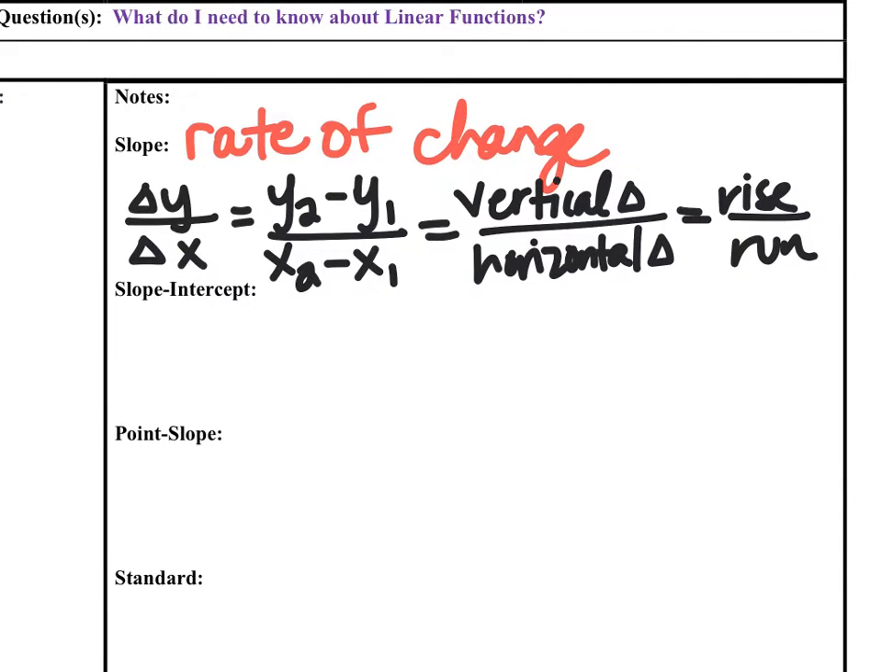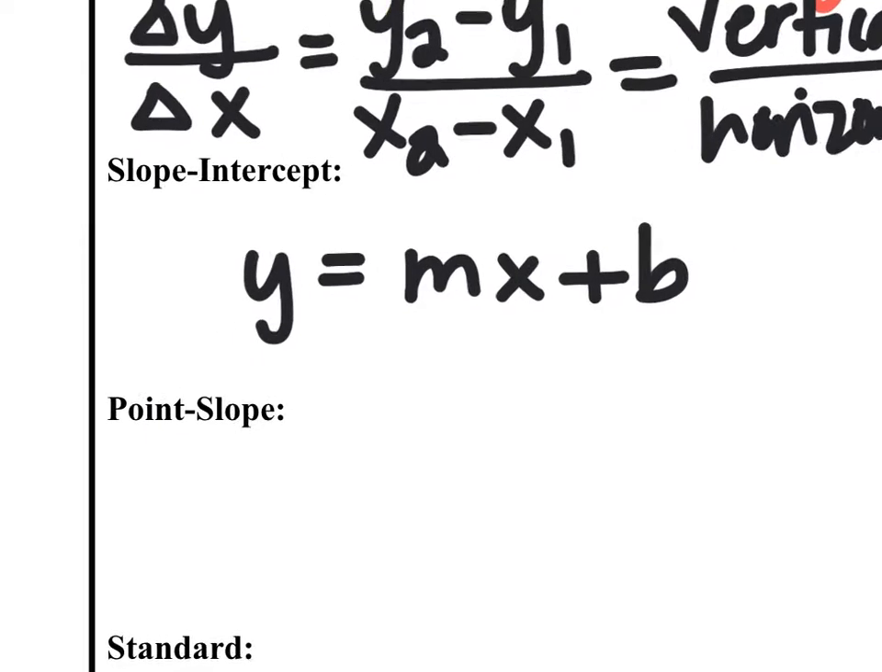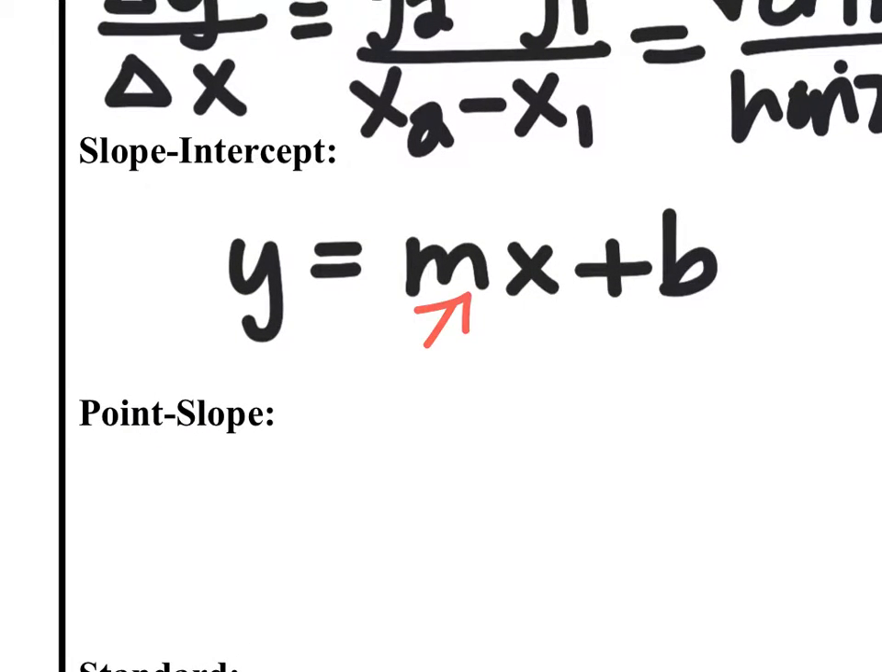Next up is slope-intercept form, which is y is equal to mx plus b. The order of mx and b do not matter. Just make sure that you know that the number that's with the x is the slope or the rate of change, and the number that's by itself is the starting point or the y-intercept. So let's go ahead and label those things. M stands for slope. B, my y-intercept.